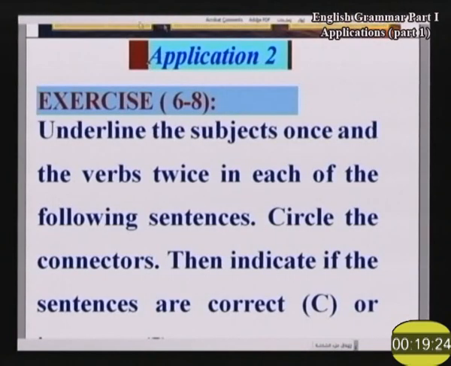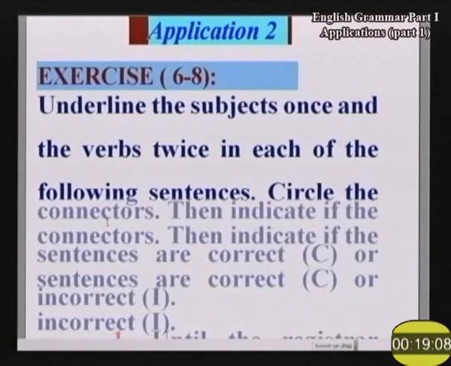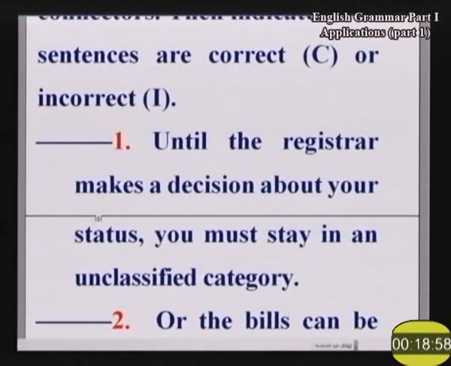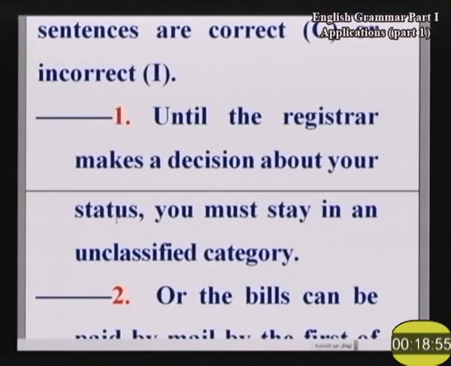Sometimes you can have an exercise covering from 1 to 10. طيب ادي application 2. طيب نشوف الاكسرسايز دي. exercise 6 to 8 يعني it covers points 6, 7 and 8. Underline the subjects once and the verbs twice in each of the following sentences. Circle the connectors, then indicate if the sentences are correct or incorrect. يعني احنا هنعمل ايه دلوقتي؟ هنشوف السبجكت، الverb ونشوف الكونكتور. Until the registrar makes a decision about your status, you may stay in an unclassified category. فين الكونكتور؟ الكونكتور هو until.